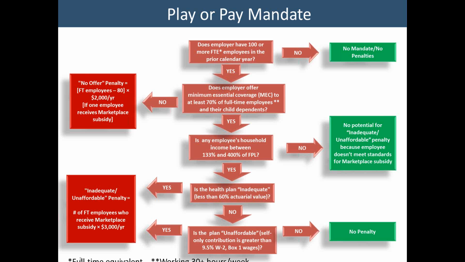If you have to pay a $3,000 penalty for it being either unaffordable or inadequate, you will never pay more on that $3,000 penalty than you would the $2,000 penalty. Now, what I mean by that is if you're not offering a plan, you pay the $2,000 penalty for every full-time equivalent employee. The $3,000 penalty is not going to be any more than that maximum $2,000 penalty. So it won't be as high as the $2,000.